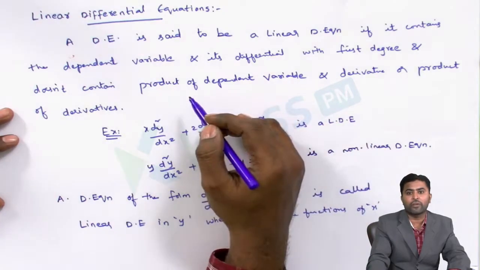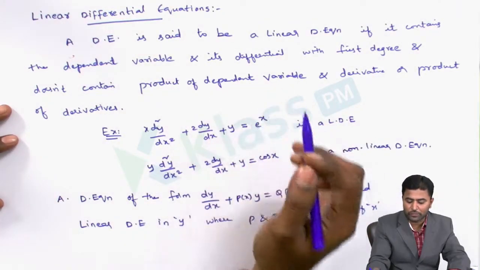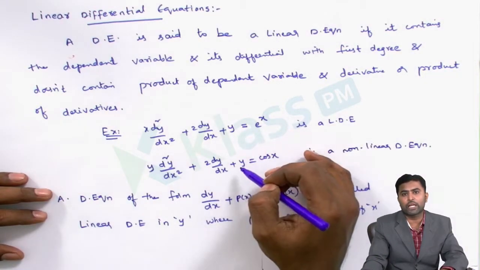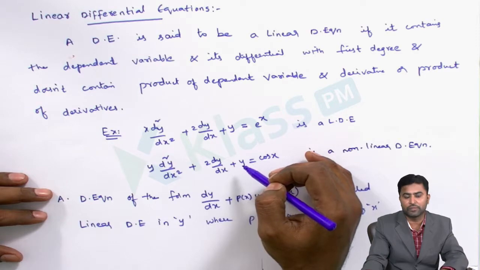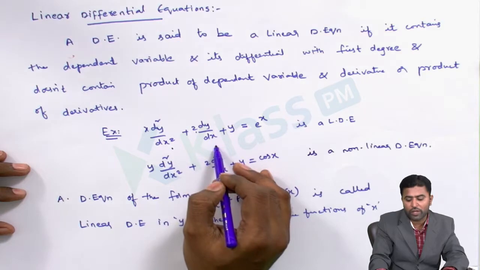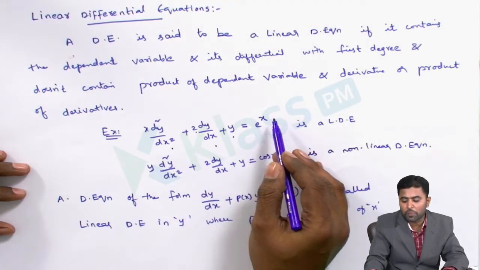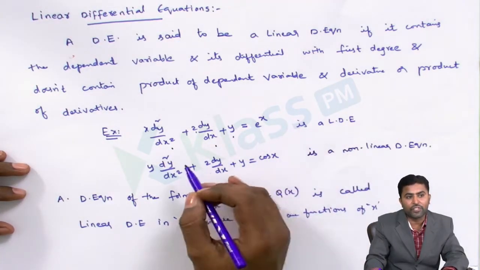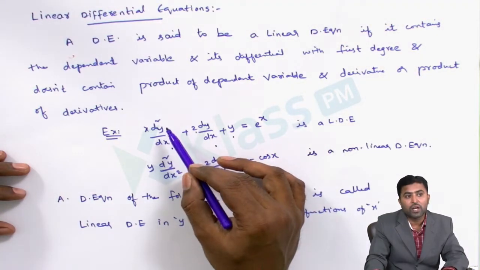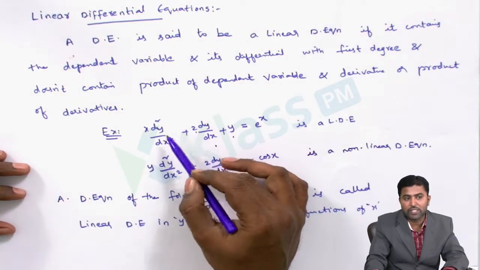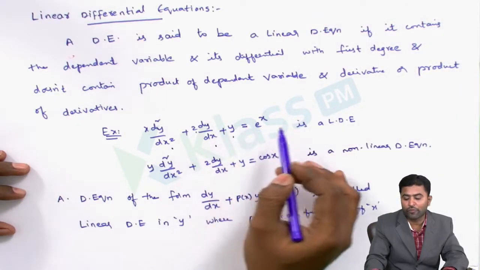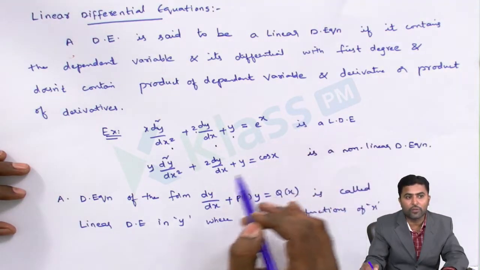The standard form of linear differential equation. Before going to that standard form, we see a few examples of linear differential equation. Example: x into d square y by dx square plus 2 into dy by dx plus y equal to e power x is a linear differential equation. If you observe, this has derivatives with only power as 1, meaning degree as 1, and it doesn't contain any product terms. Therefore, this is called a linear differential equation.